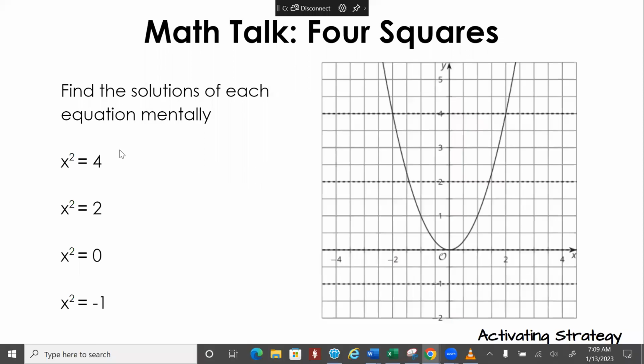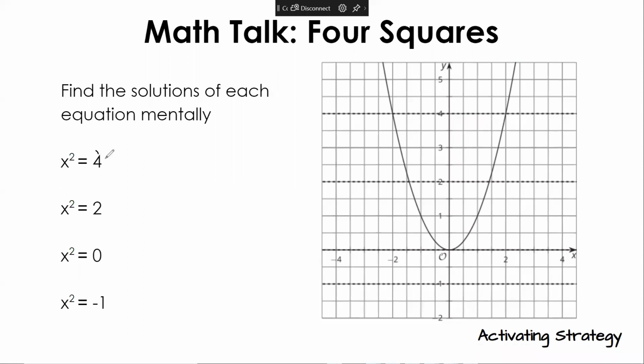Find the solutions of each equation mentally. So on this first one, how would I go about solving this? When we solve, we've got to get x by itself, right? So it's attached to the squared. How do we get rid of that squared?